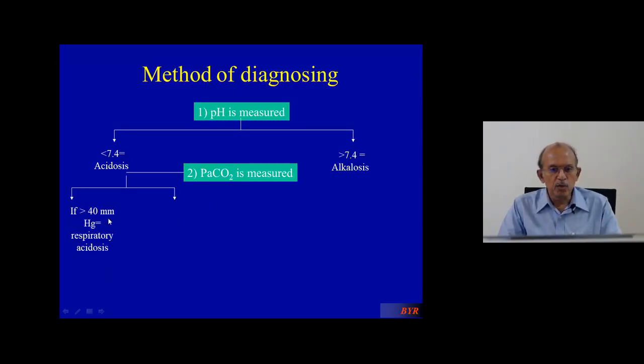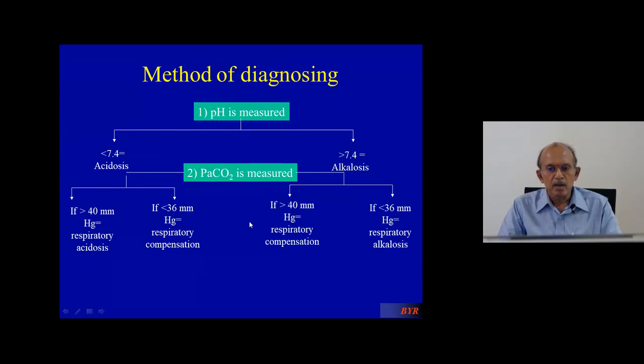If PaCO2 is more than 40 millimeters of mercury, when pH is below 7.4, it is acidosis, so it is respiratory acidosis. Less than 36 is respiratory compensation. Similarly, on the alkalosis side, if it is less than 36 millimeters of mercury, it is respiratory alkalosis. If it is more than 40 millimeters of mercury, it is respiratory compensation. Did you understand this? Then we will go to the third step.